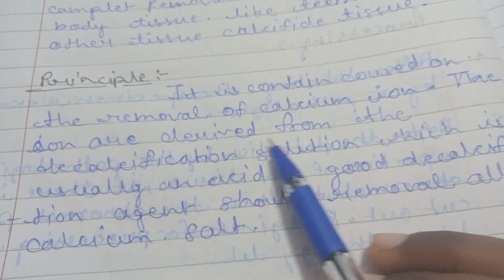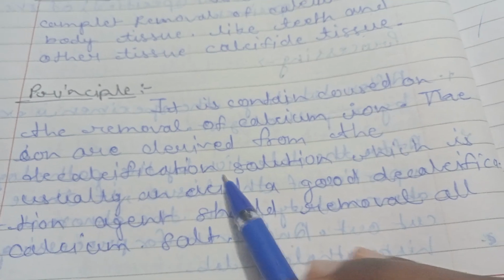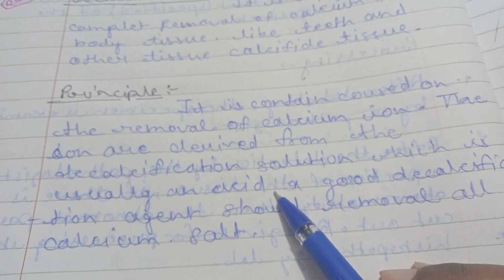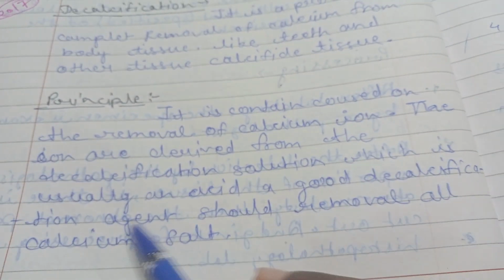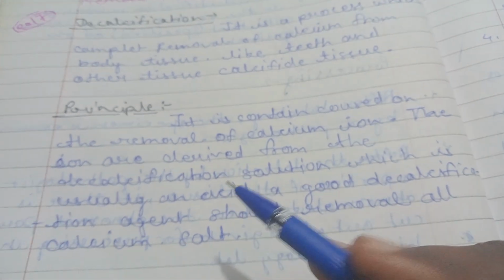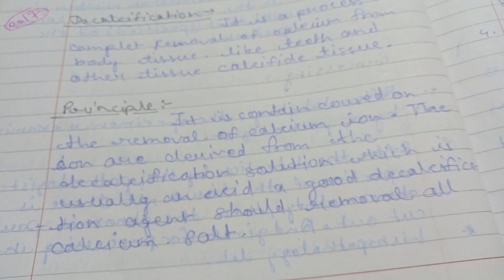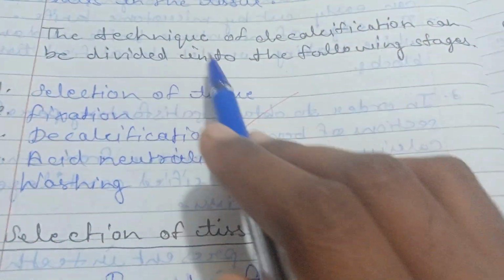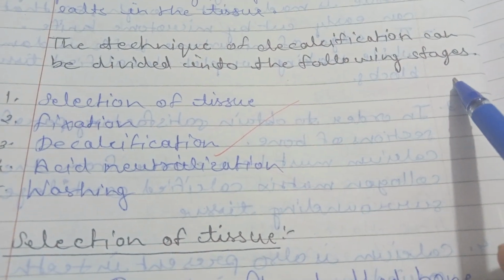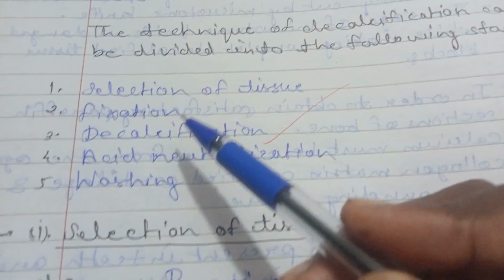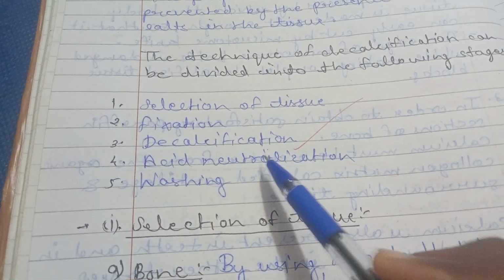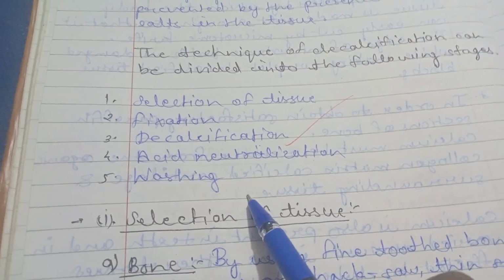The ions are derived from the decalcification solution, which is usually an acid. A good decalcification agent should remove all calcium salt. मतलब कैल्शियम सॉल्ट को रिमूव करने के लिए किया. The technique of decalcification can be divided into the following stages. तो ये 5 स्टेज में डिवाइड रहता है. सेलेक्शन ऑफ टिश्यू, फिक्सेशन, डिकैल्सिफिकेशन, एसिड न्यूट्रलाइजेशन, वॉशिंग.